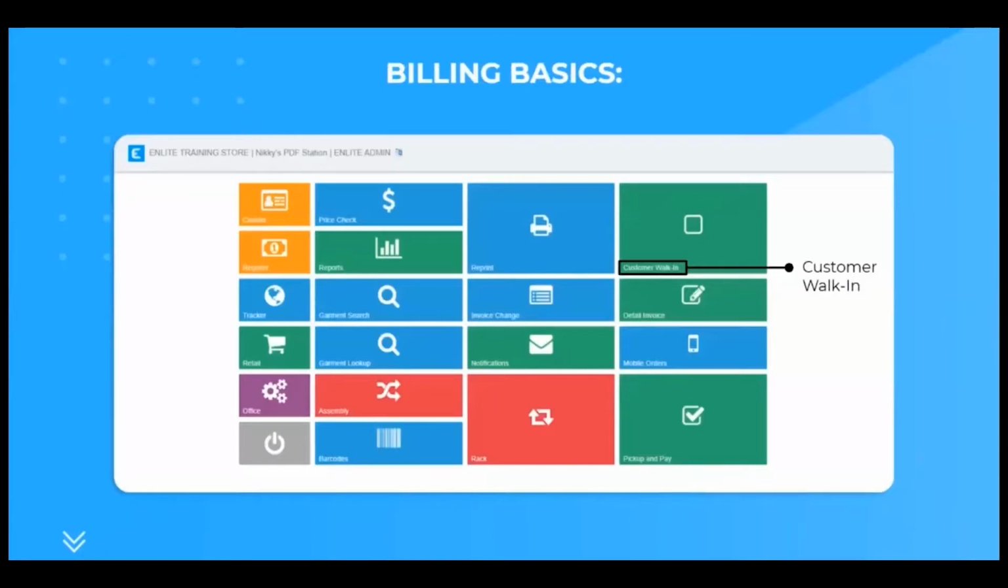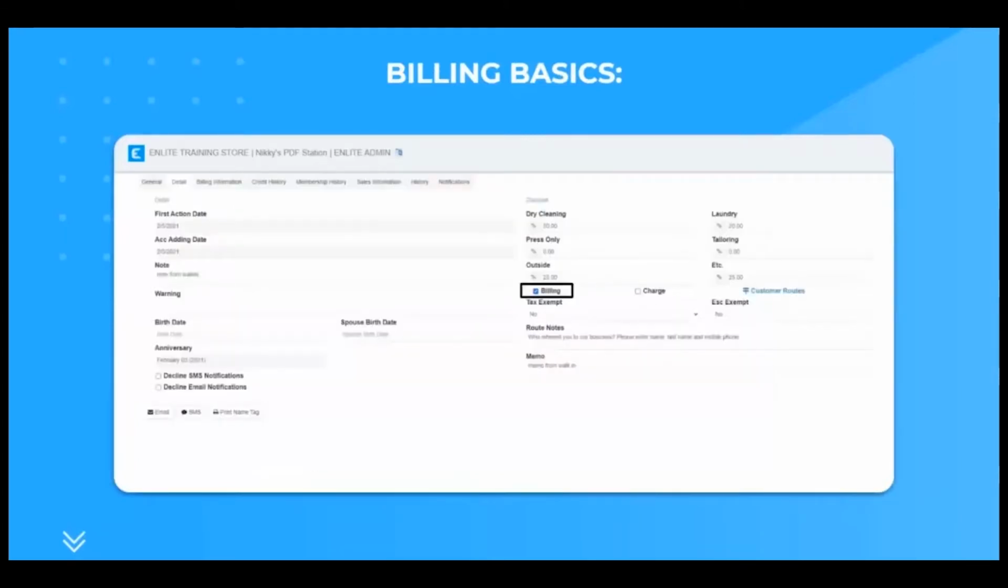Alright, so let's start with the billing basics. Here you will see the steps on how to add a billing customer. In the front office, you just have to click customer walk-in. Then under the billing tab or under the detail tab, you have to click the billing button. I will show you this live in a bit, so don't worry.